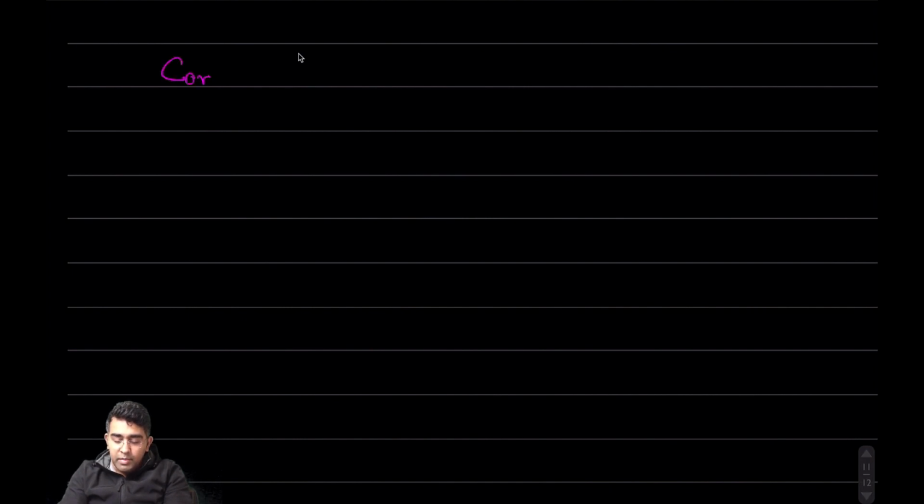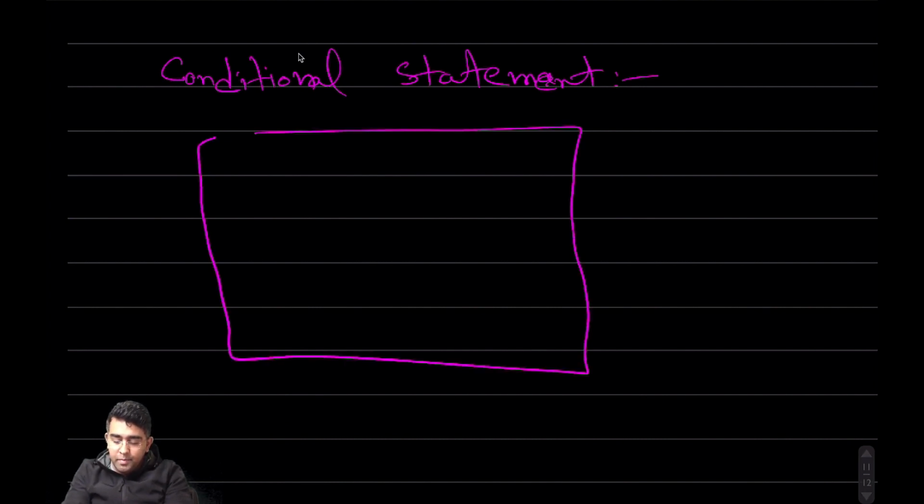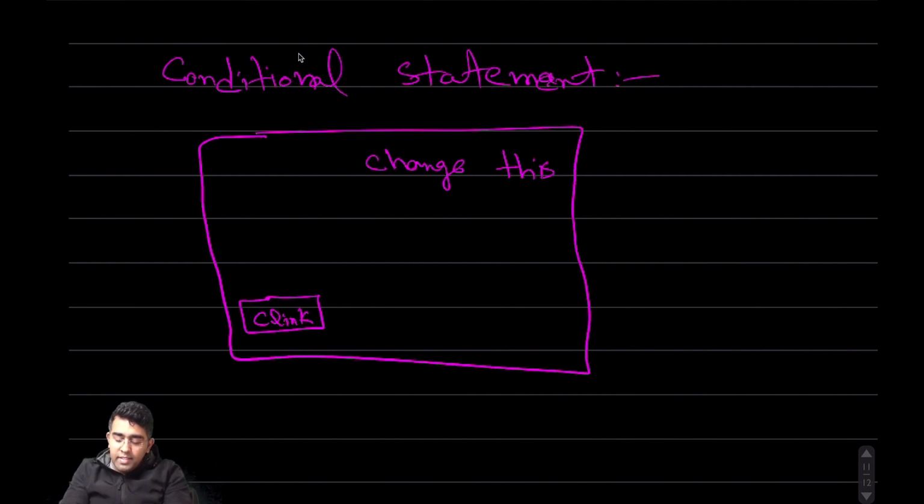The conditional statement. Now what is a conditional statement? You might be thinking, what the hell is that? For example, if I have this web page and I have this button here that says click me, and here I have a text, for example, say change this. And I can say, okay, if the time is, let's just say, 9 p.m.